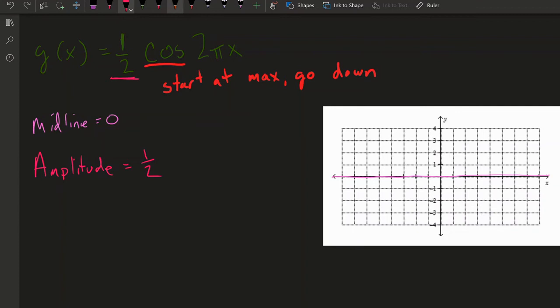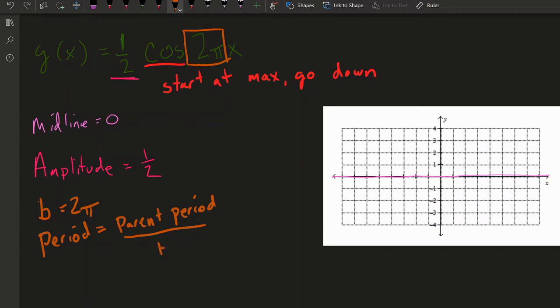Now in this case, I see that I've got a b value of 2 pi. When I see pi in these, I think radians. So I want to figure out what the period is. I'm going to say real quick, b is equal to 2 pi. The period is equal to the parent period divided by b. In this case, the parent period in radians is 2 pi, and in our case, b is also 2 pi. So that means that our period is 1.